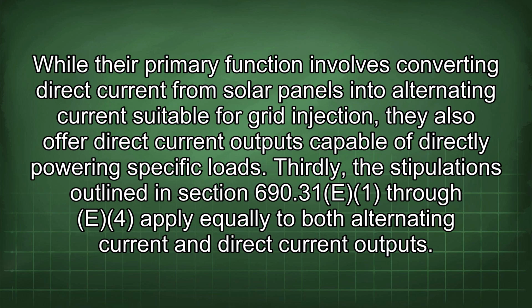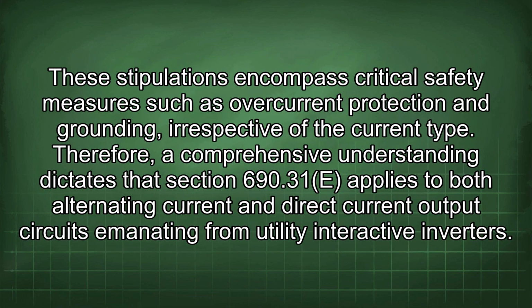Thirdly, the stipulations outlined in section 690.31(E) on through F apply equally to both alternating current and direct current outputs. These stipulations encompass critical safety measures such as overcurrent protection and grounding, irrespective of the current type. Therefore, a comprehensive understanding dictates that section 690.31(E) applies to both alternating current and direct current output circuits emanating from utility interactive inverters.